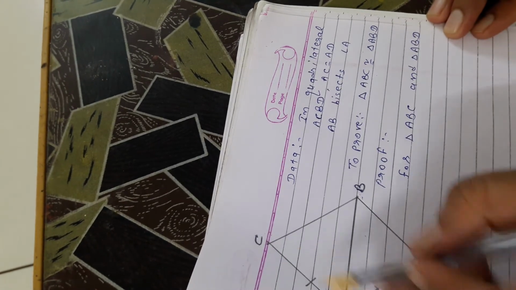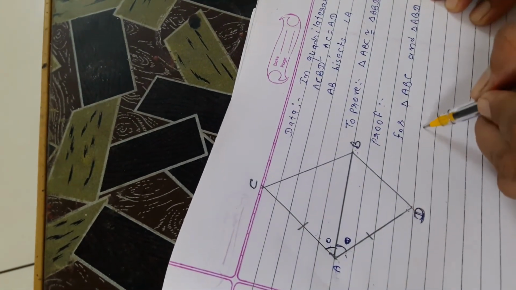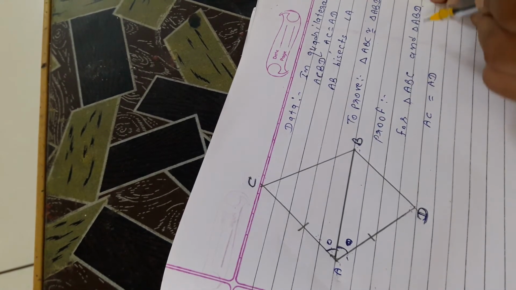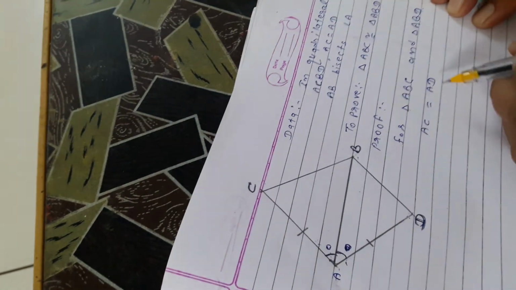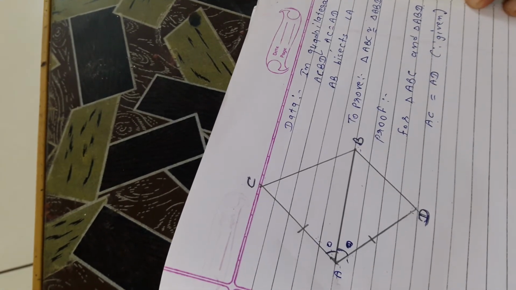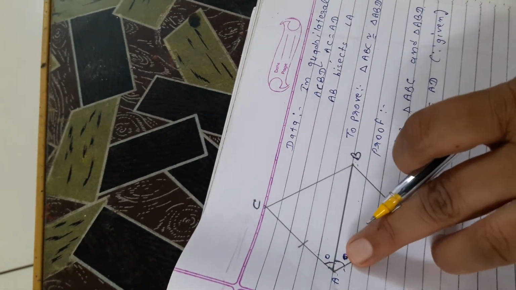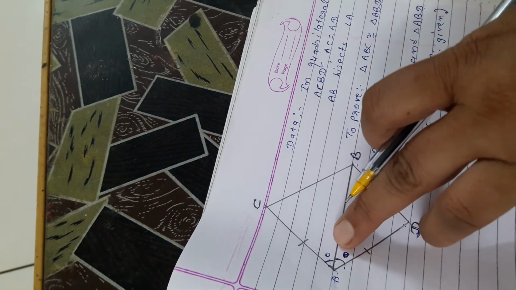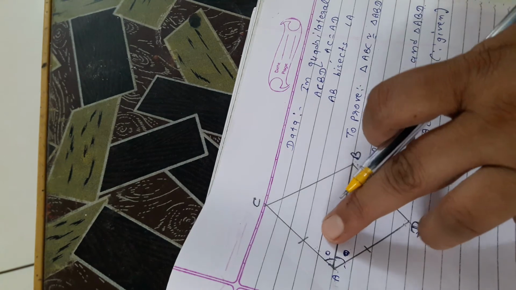What is given first? AC and AD are corresponding sides of both the triangles. It is AC equal to AD, given. Now AB bisects angle A, meaning AB divides the angle A into two equal parts. AB is a bisector of angle A.